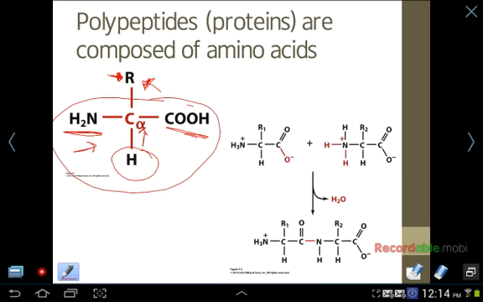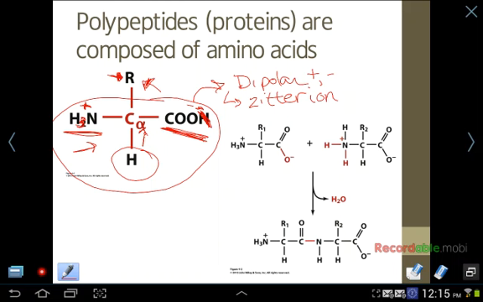Now at physiological pH, we find that because of the pKa of the carboxylic group, it is deprotonated and therefore negatively charged, and the amino group is actually protonated and thus positively charged at physiological pH. So this actually makes amino acids dipolar, meaning they have both a positive and a negative charge. Another term you may see in the textbook is a zwitterion or zwitterionic, meaning that they have both the positive and negative charge on the molecule. Okay?